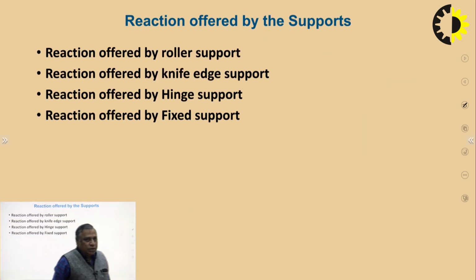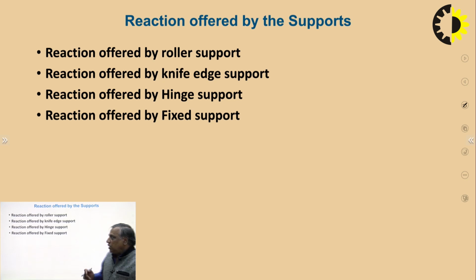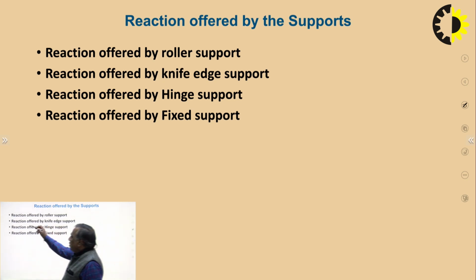What is the next topic? As I have already mentioned, what type of motion one support permits and what type of motion it prohibits. So, in which direction the support restricts the motion, in that direction the reaction will be offered by the support. That is the reaction. So, if we consider again the roller support.